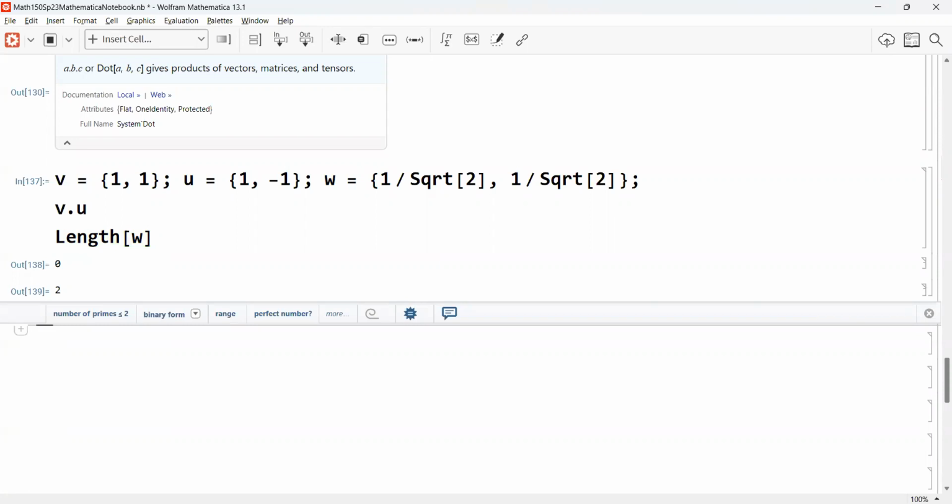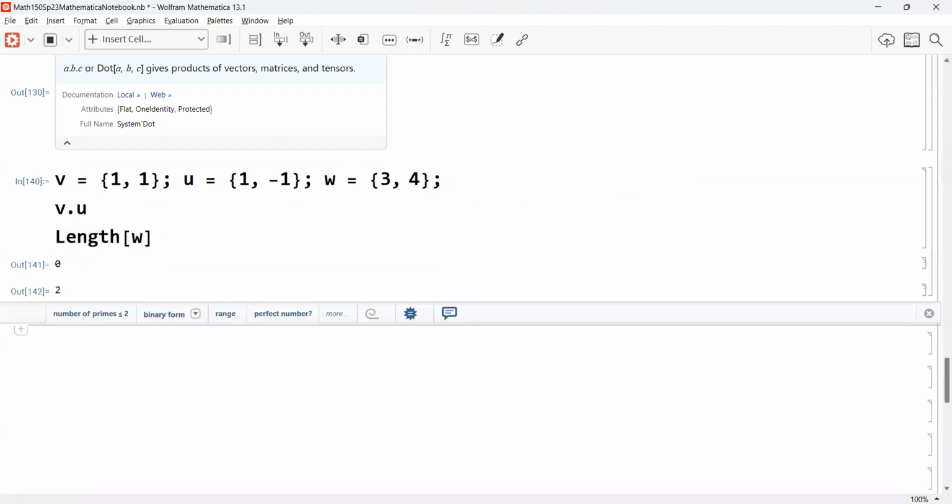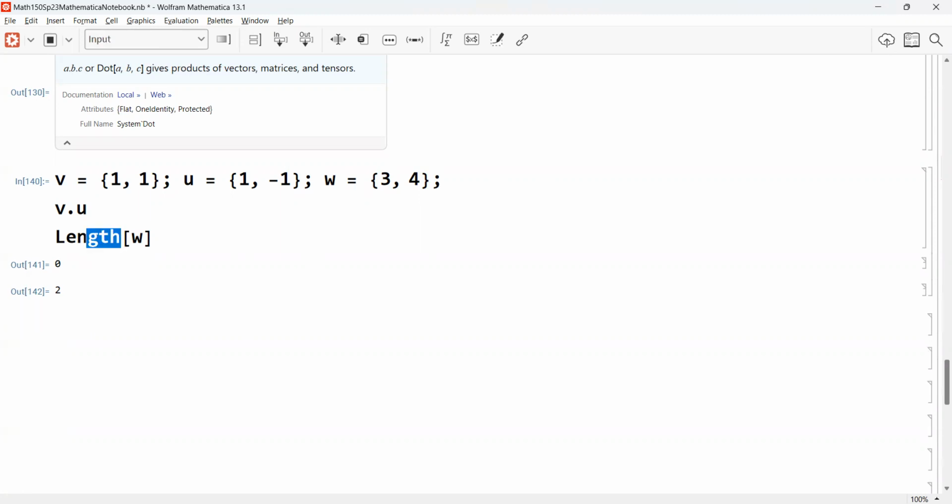What do you think length is giving us? Let's take another vector where we understand. 3, 4. What should the length of that vector be? 5. We also get 2. What do you think length is giving us? The length of the list. Length is giving us the length of the list. So length is not the correct command here. It's telling us how many elements w has. It might be norm. Let's try norm.